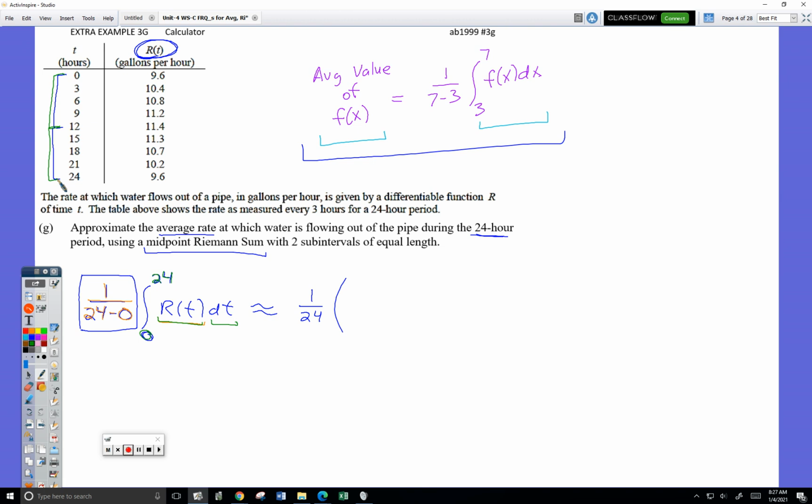So I go to the first subinterval, I pick the value of r that is in the middle of the first subinterval. So I'm going to pick, I'm finding r of 6. In fact, you could write that if you like. You don't have to, but it might help you remember how this works. So I'm taking the value of r that is in the middle of the subinterval, that's r of 6. I'm multiplying by dt, which is 12. I repeat that process for the next subinterval. So that will be r of 18 multiplied by 12.